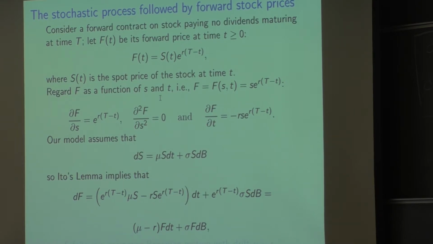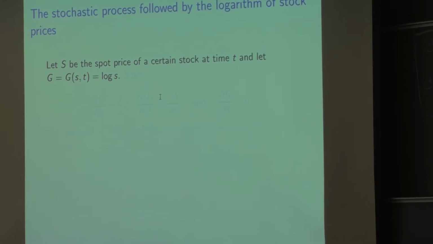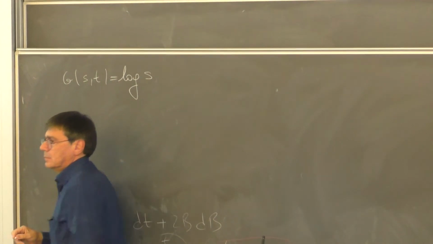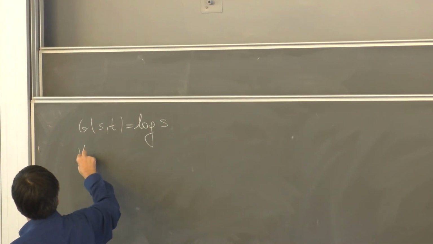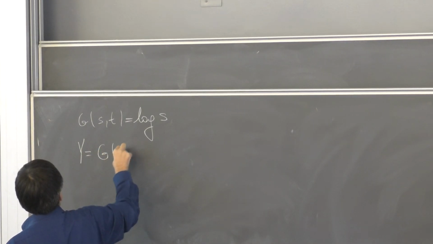Okay, so now that we are confident with using Ito's lemma, let's apply it to a situation which is going to be important for us later. And here it is. Let's have a look at the logarithm of asset prices. Very nice things are going to happen here. So we start with the Ito process S, described by that. And I'm going to take a function g of little s and t, and it's going to be the natural logarithm of s. Okay? And then I'm going to define a new stochastic process, which I'm going to call y, which is going to be g of s and t.